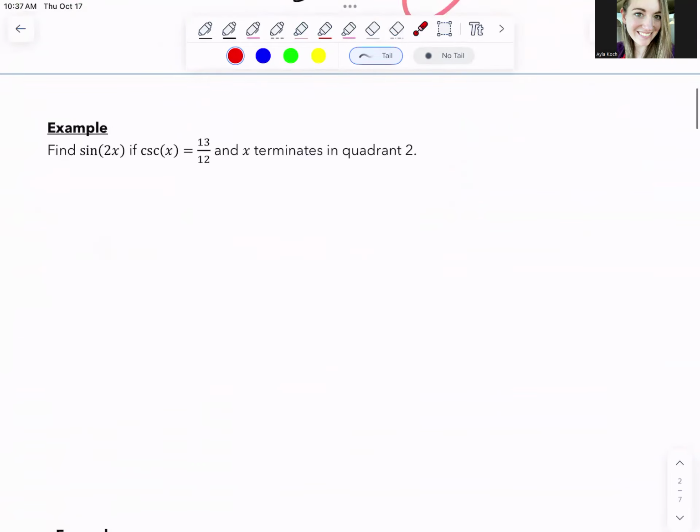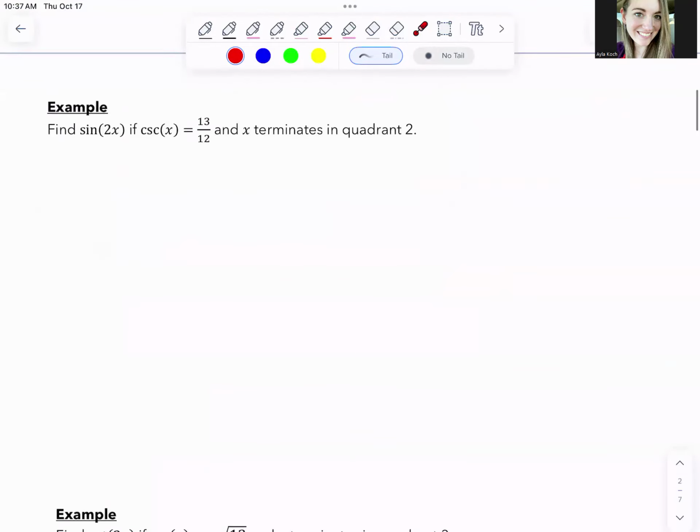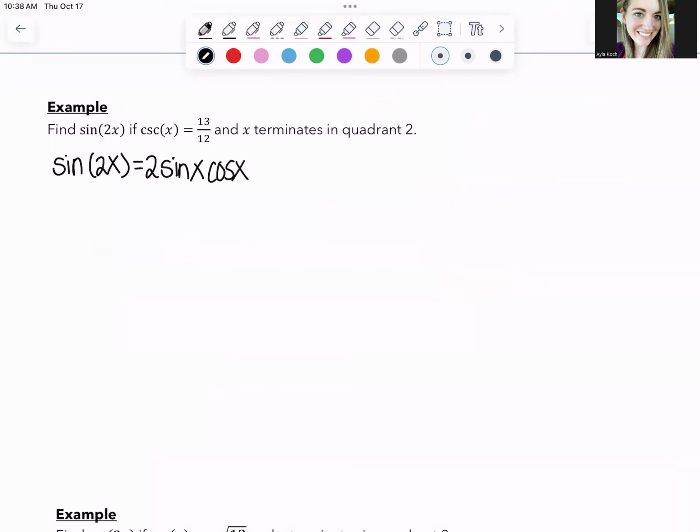All right, let's do another two examples here. Find sine of 2x if cosecant of x is equal to 13/12 and x terminates in quadrant 2. So we're only asked to find sine of 2x here. It can help to write the formula down first. I'll write it the way that I have it written in the formula sheet: 2 sine x cosine x. So I need sine x and I need cosine x.